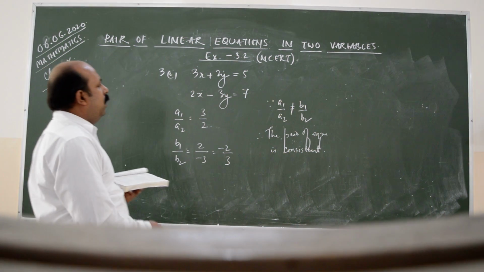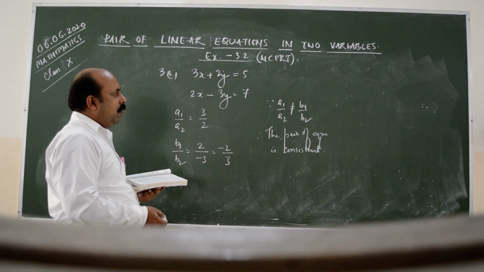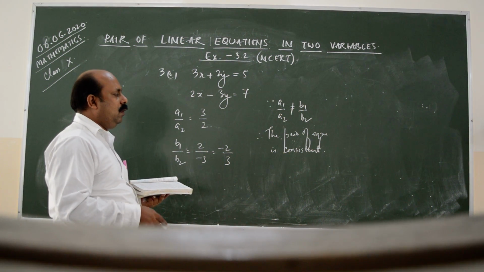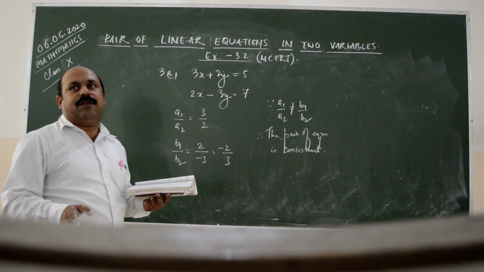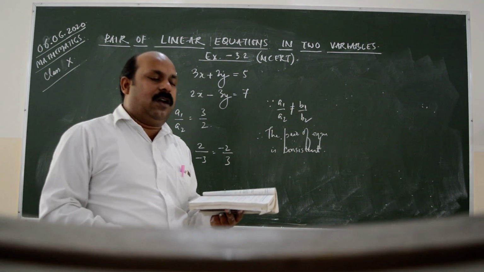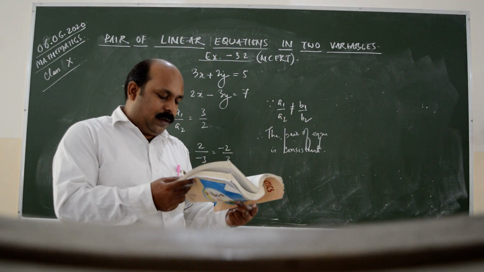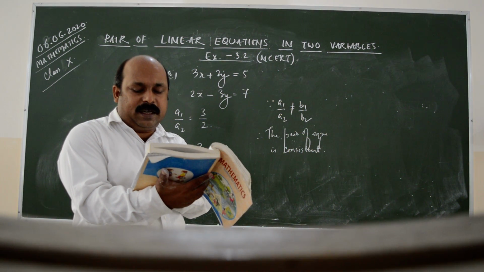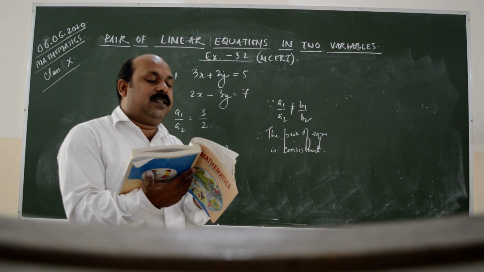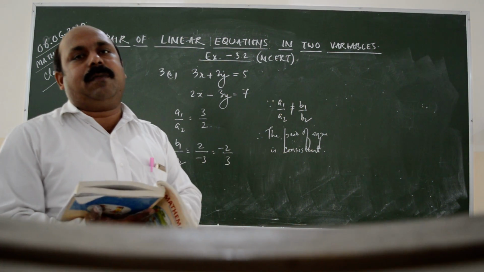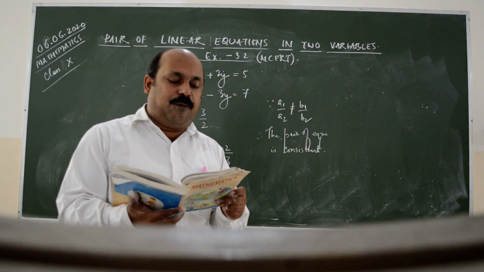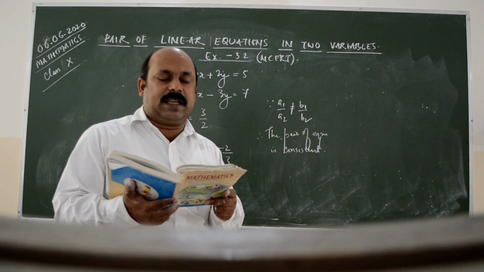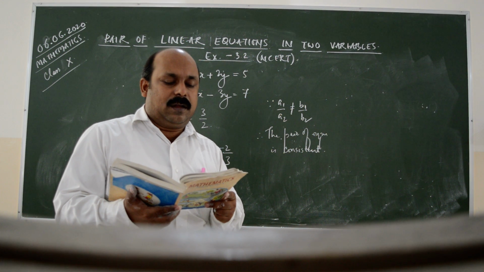So in the same manner, you can compare in the other questions the ratios of A1, A2, B1, B2 and C1, C2 and find out whether the given pair of equations are consistent or inconsistent. Question number 4: which of the following pairs of linear equations are consistent and inconsistent? If consistent, then plot the graph. In the same manner, we can do question number 4 also. Question number 5 is again of the same type. Graphically, you will solve the given question.